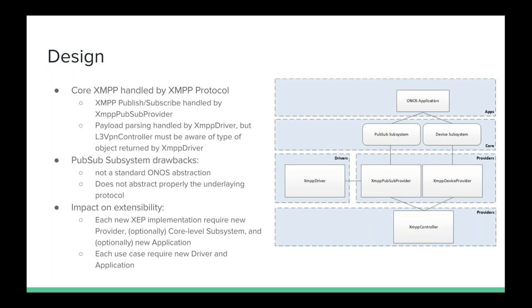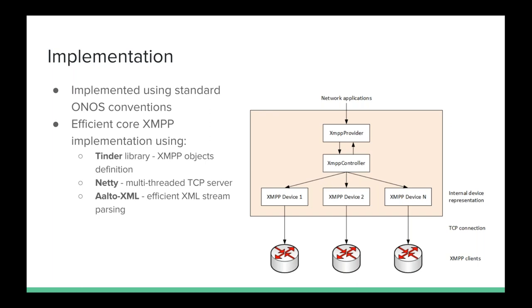The Gluon project uses the route subsystem, an ONOS core subsystem. So it may be good to integrate our solution with the route subsystem. But the core XMPP implementation really works, and I think it's very efficient. I'm talking here only about the lowest layer, the XMPP controller, and it also follows the standard ONOS conventions to provide XMPP objects definition.